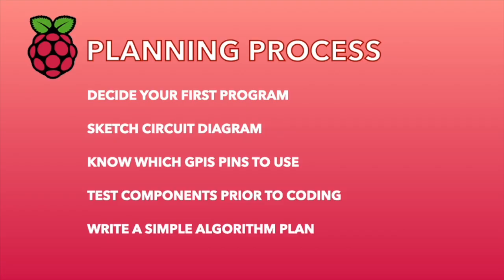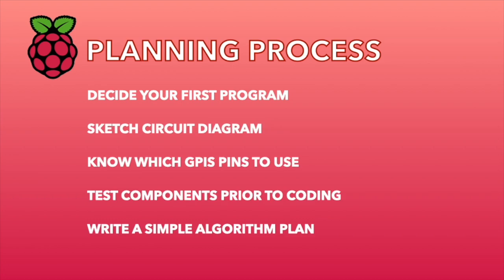Before touching any code, test your LED by briefly touching its legs to a small battery to make sure it actually lights up, and confirm your resistor is between 220 and 330 ohms. Finally, write your algorithm in plain English: set pin 17 as an output, then loop forever, turn the LED on, wait 1 second, turn it off, wait 1 second, and repeat. Having all of this planned out before you open the code editor means you are simply translating a clear plan into Python, rather than trying to figure everything out as you go.